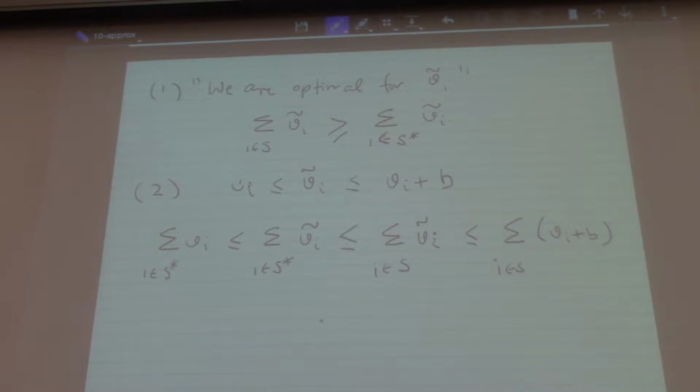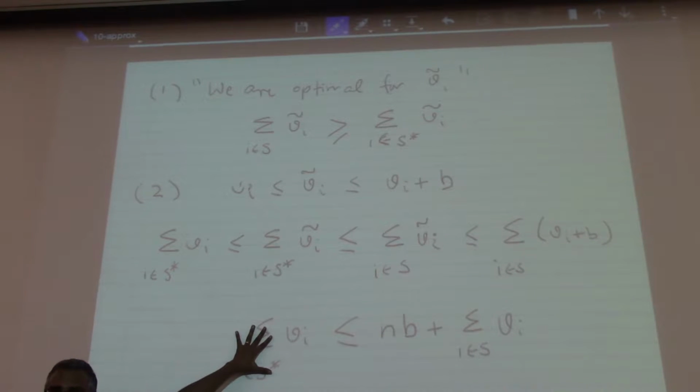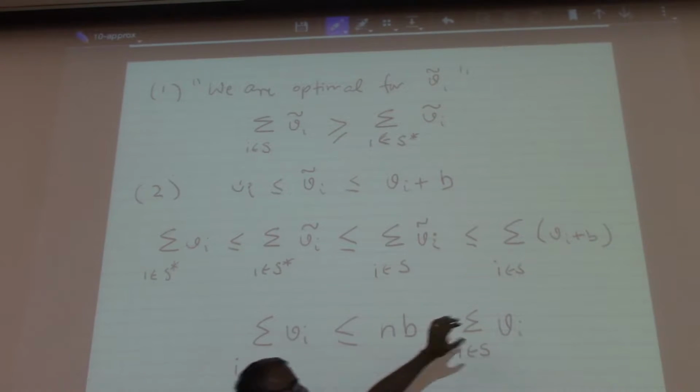I'm going to write this here. So this number becomes, and this is going to be back. I just collapsed that chain of inequalities. And now I actually have a relationship between the optimal solution to the problem and my solution to the problem.